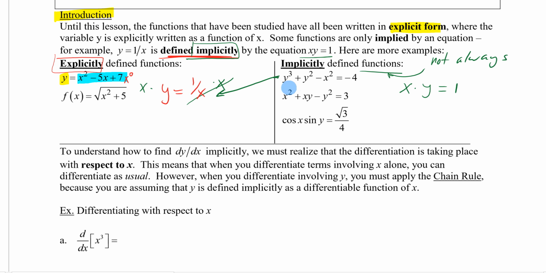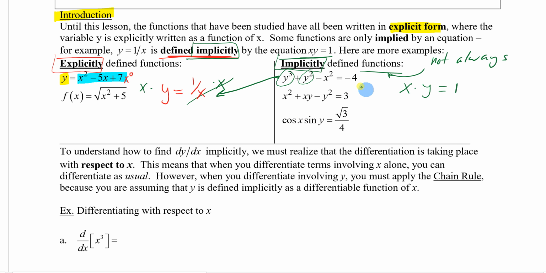So instead of solving for y and differentiating in terms of x, we're going to go ahead and use implicit differentiation. We're going to take the derivative of each term, even though they're not x terms. And I'll show you how to do that in the example below here.